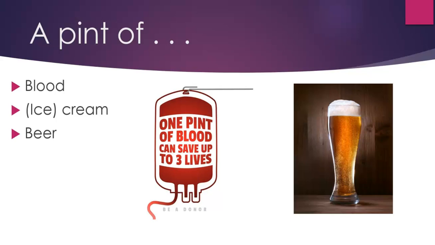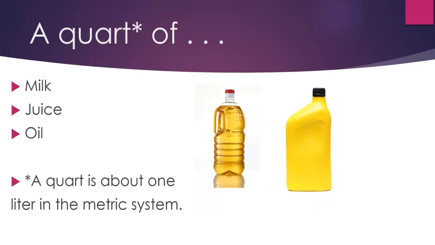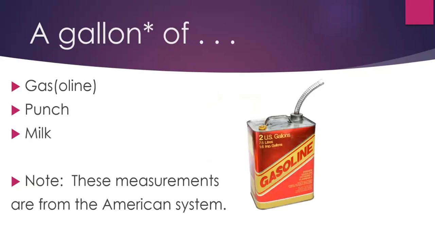A pint of blood, a pint of cream or ice cream, a pint of beer. A quart of milk, juice, or oil. A quart is about 1 liter in the metric system. A gallon of gas or gasoline, a gallon of punch, a gallon of milk. Note, these measurements are from the American system, or what they used to call the imperial system.